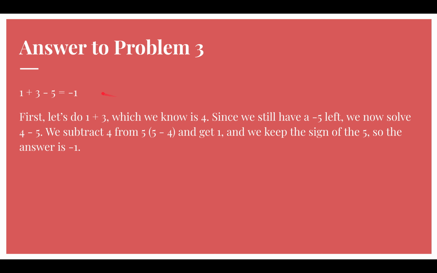The answer to problem 3 is -1. So first, let's start with 1 plus 3, which we know is 4, and we still have this minus 5 left. So now we do 4 minus 5. We subtract 4 from 5, 5 minus 4, and we get 1. And we keep the sign of the bigger number, which is 5, and the 5 is negative. So the final answer is -1.